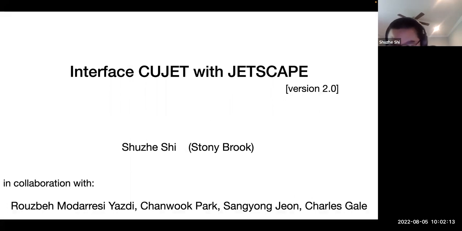So let me hide the floating controls. So hello, everyone. Thank you for this opportunity to share our experience of interfacing CUJET with JETSCAPE. As a disclaimer, I should say that neither I nor Roots are members of JETSCAPE. So I'll be sharing with you the experience of using JETSCAPE as an external user. And we are using the public version 2.0 of the JETSCAPE framework.